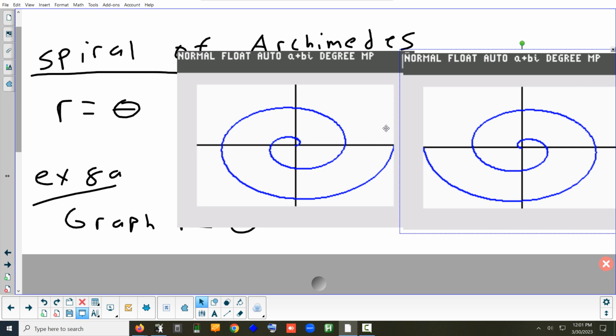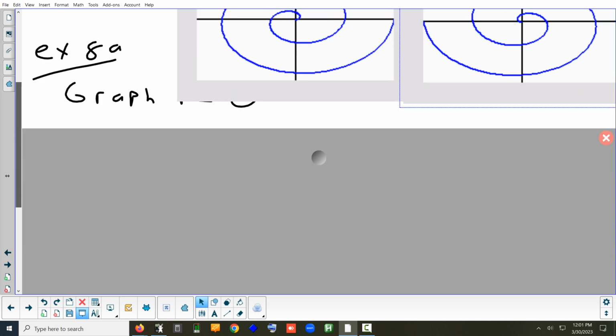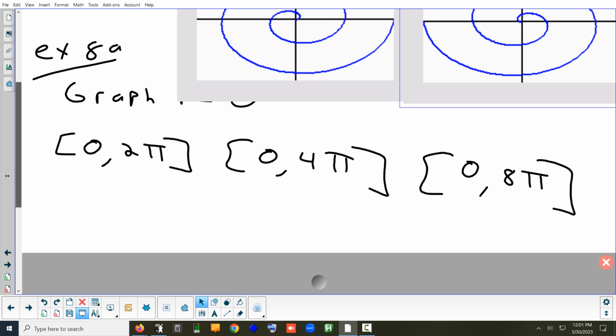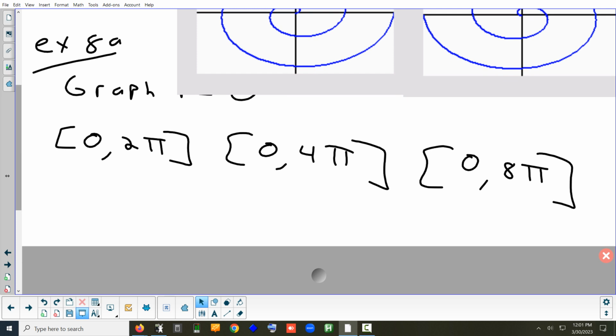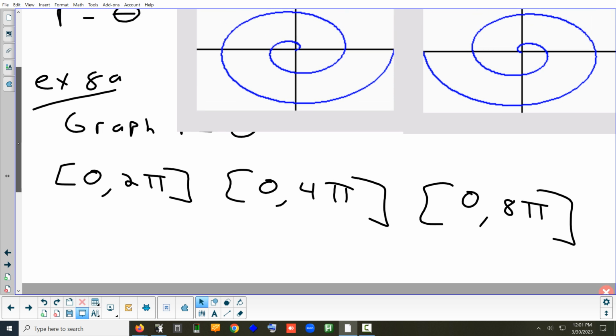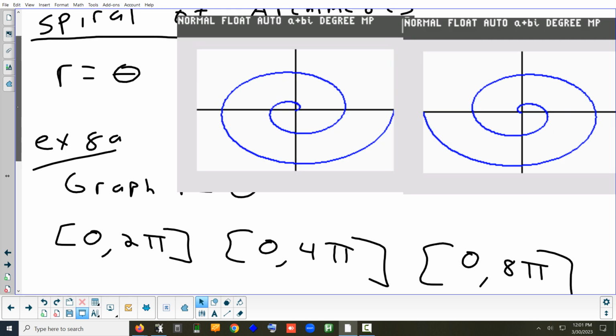So we can change these spirals to all different images. And it was just practicing with 2, 4. No, actually that's 1, 2, and 4 revolutions of a spiral. But we did it in degrees.